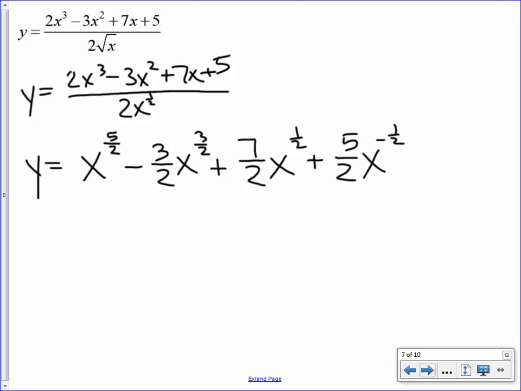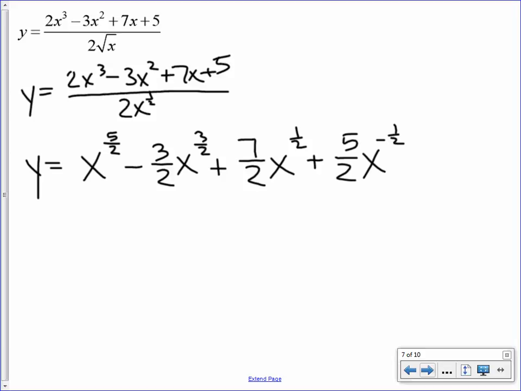Now, you get all those weird exponents or powers. The powers, since we're dividing our x's, the exponents get subtracted. So this is 3 minus 1/2 is 5/2. 2 minus 1/2 is 3/2.